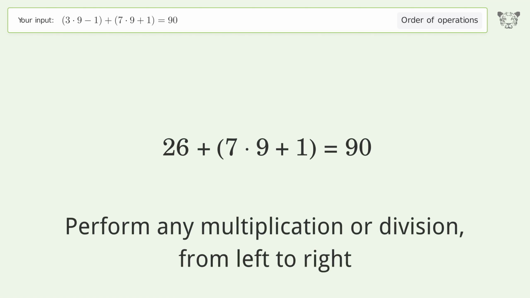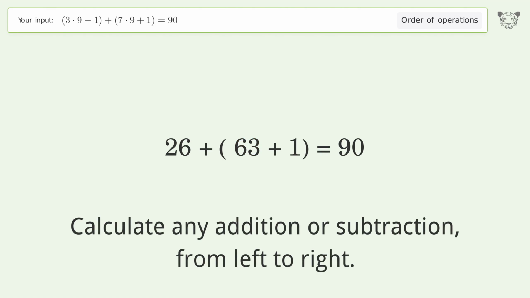Perform any multiplication or division, from left to right. 7 times 9 equals 63. Calculate any addition or subtraction, from left to right. 63 plus 1 equals 64.